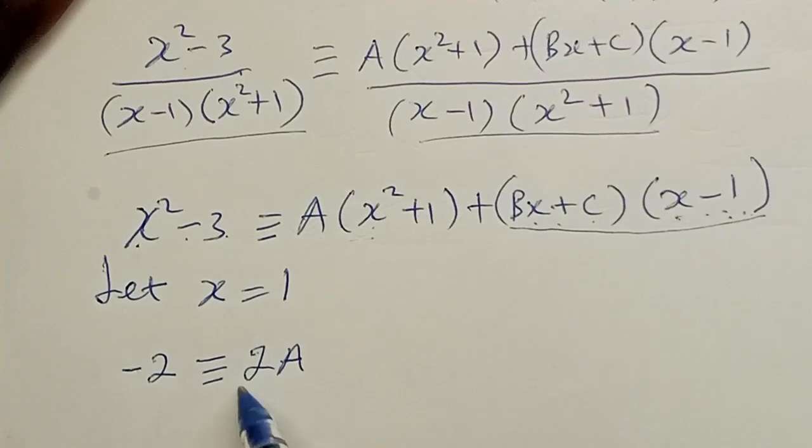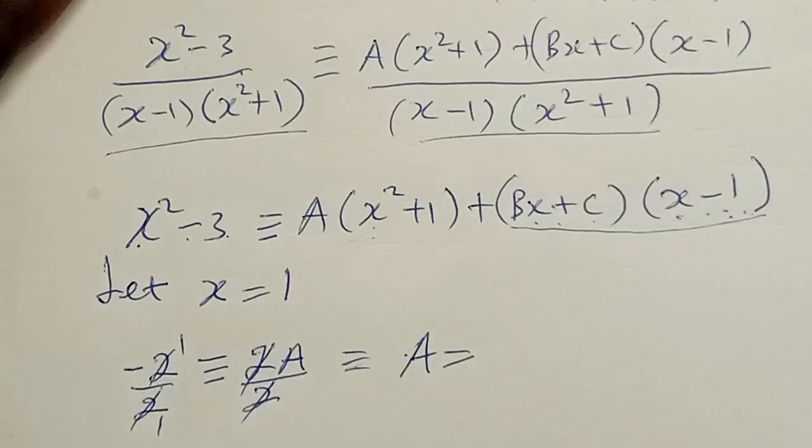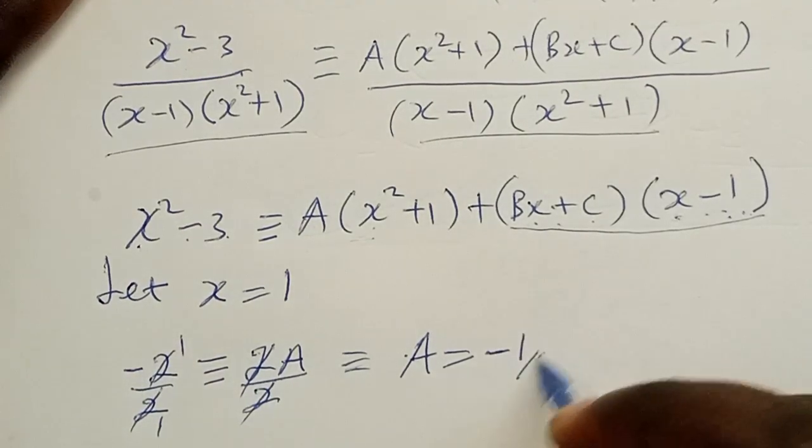So to get the value of a, we need to divide both sides by 2. You can see 2 here, 1, 2 here, 1, is going to be minus 1.